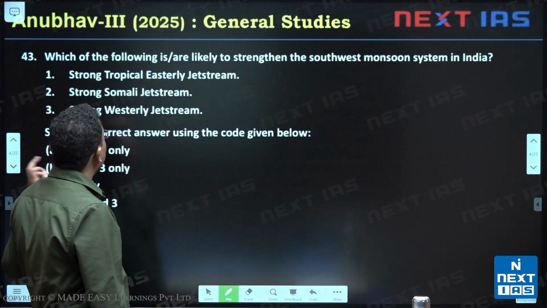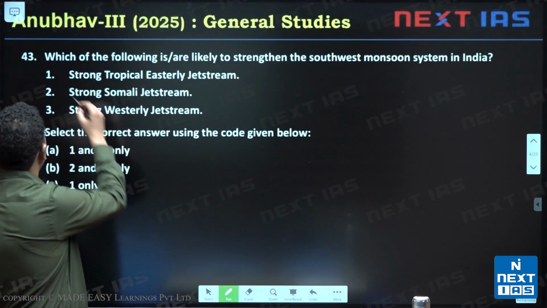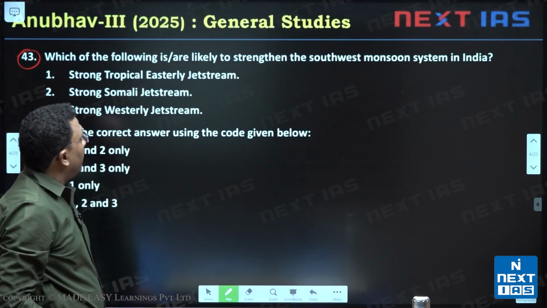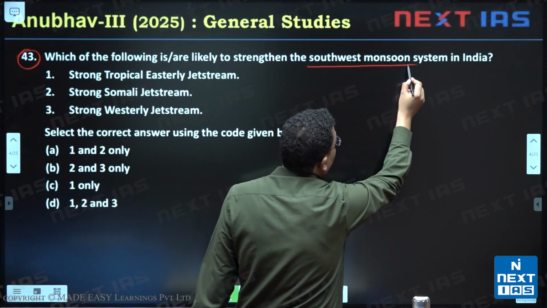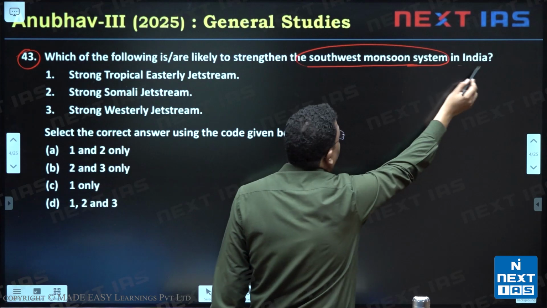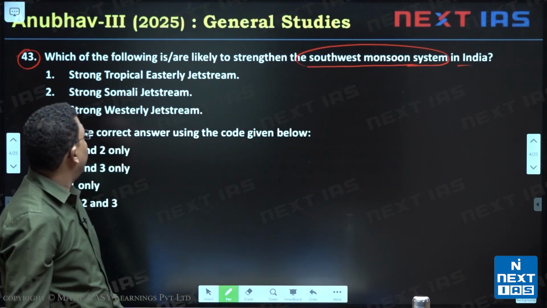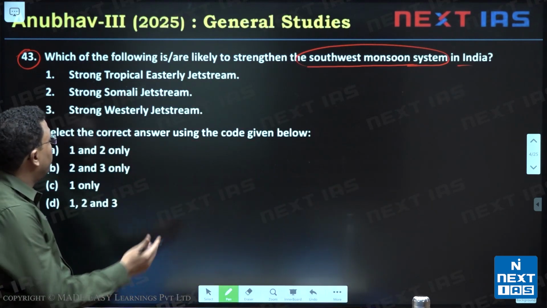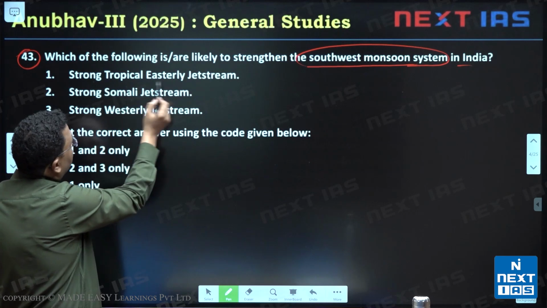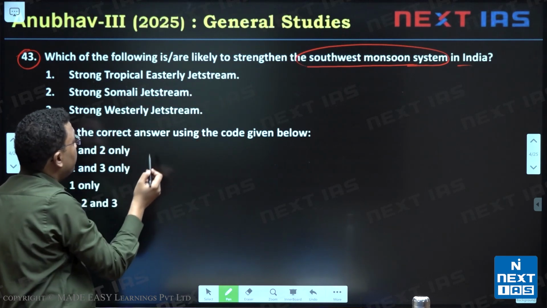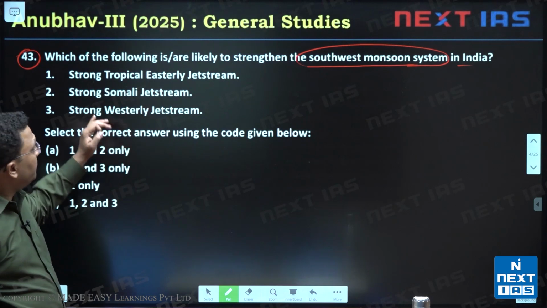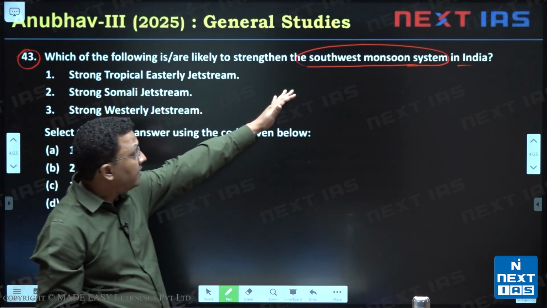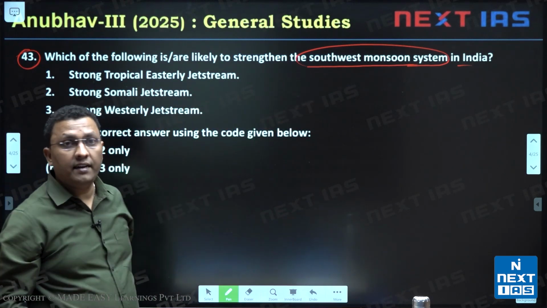Now let's move on to the next question, question 43. Which of the following are likely to strengthen the southwest monsoon system in India? The names of some jet streams are given: tropical easterly jet stream, Somali jet stream and westerly jet stream. The question is asking which of them will actually strengthen the southwest monsoon system in India.